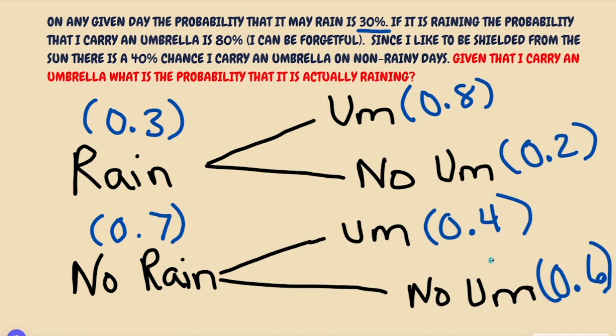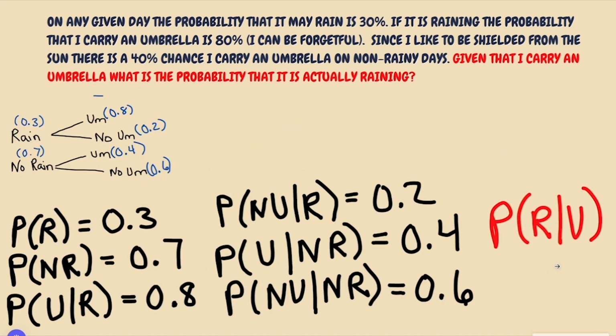This is very true for when it's not raining. That third sentence tells me that there is a 40% chance I carry an umbrella on non-rainy days. So given that it is not raining, there's a 40% chance that I carry an umbrella, which means there's a 60% chance that I don't carry an umbrella. So let's actually write out all of these variables. Everything that we drew in our tree diagram is now written out in terms of probability. Notice that the probability of carrying an umbrella, given that it's raining, is 80%. That came from the 80% directly from my tree diagram.